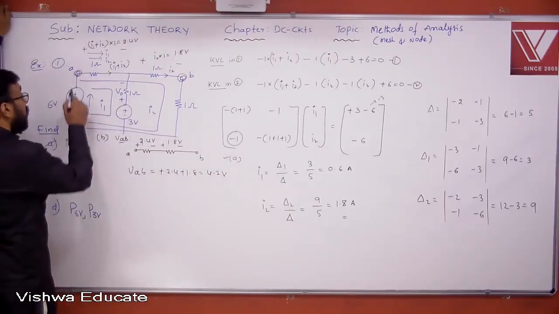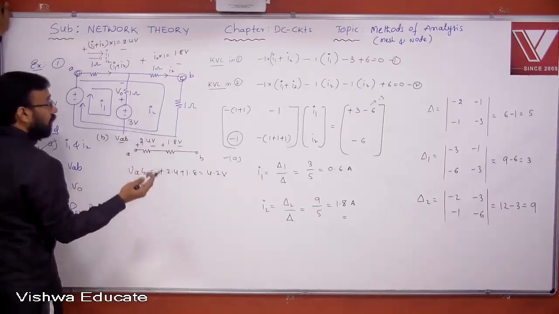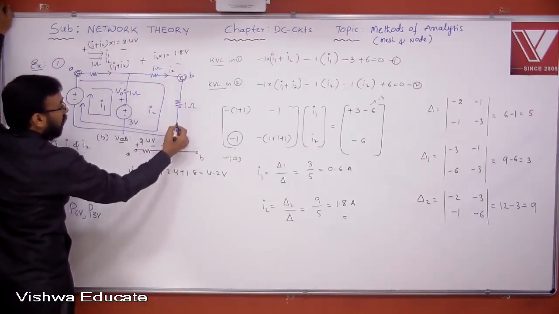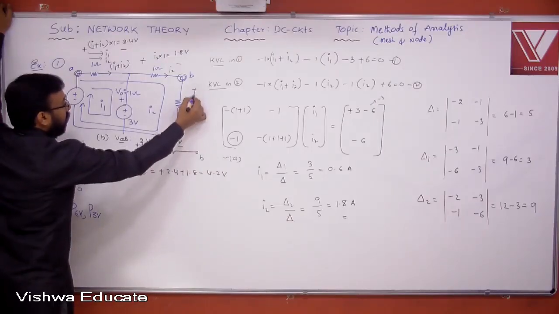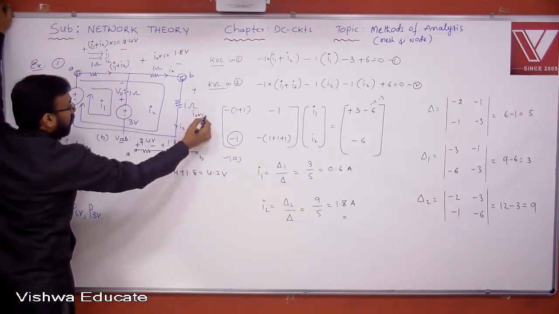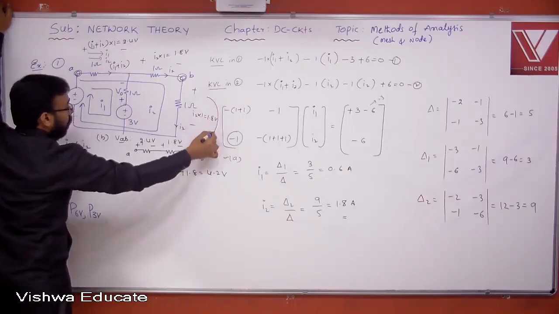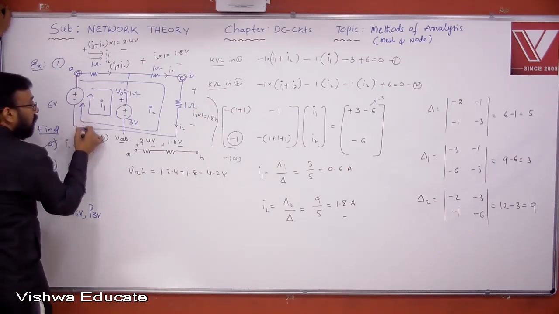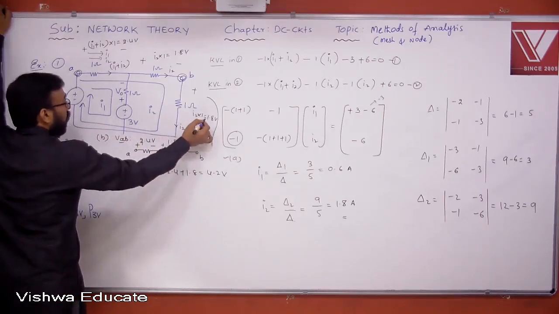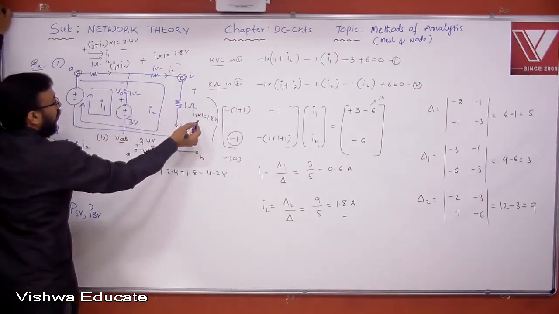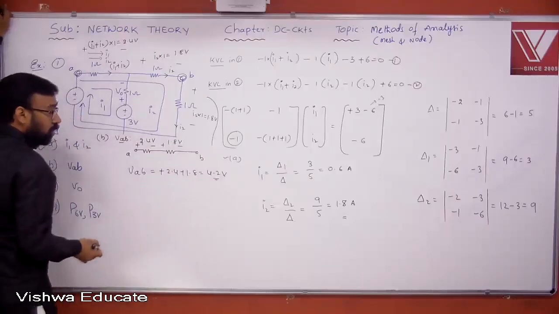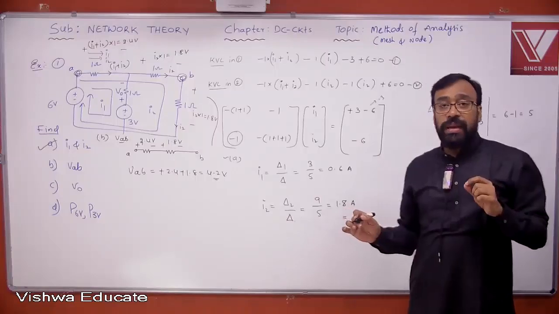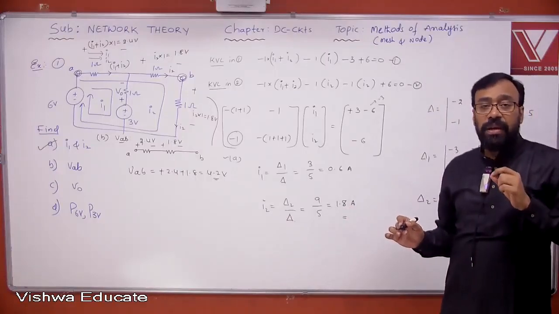You may have a doubt. Sir, if I choose this path, do I get the same answer? Yes, you get the same answer. Look at this once. What is the current flowing here? I2. So what is the voltage across it? I2 into 1, that is 1.8 volts. Now look at this. You're touching positive sign first, plus 6. You're touching negative sign first, minus 1.8. 6 minus 1.8 will again give you 4.2 volts. Therefore, whichever path you choose between A and B, you will get the same answer.